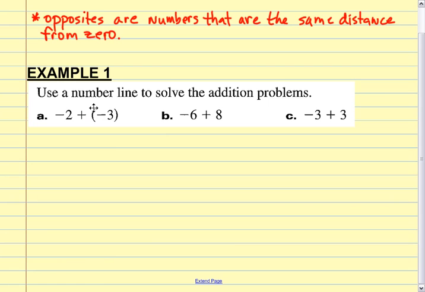Okay? For our first example, do you see that I've got these two signs right next to each other? I don't like the two signs next to each other. I need to clean that up. Now, Allison, if they are different from each other, what do they turn into? Negative. A negative. So I've got negative 2 minus 3.